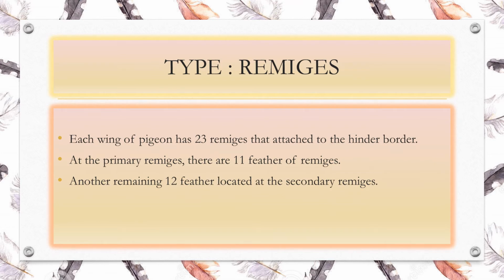Each wing of a pigeon has 23 remiges that attach to the hinder border. At the primary remiges, there are 11 feathers. The remaining 12 feathers are located at the secondary remiges.